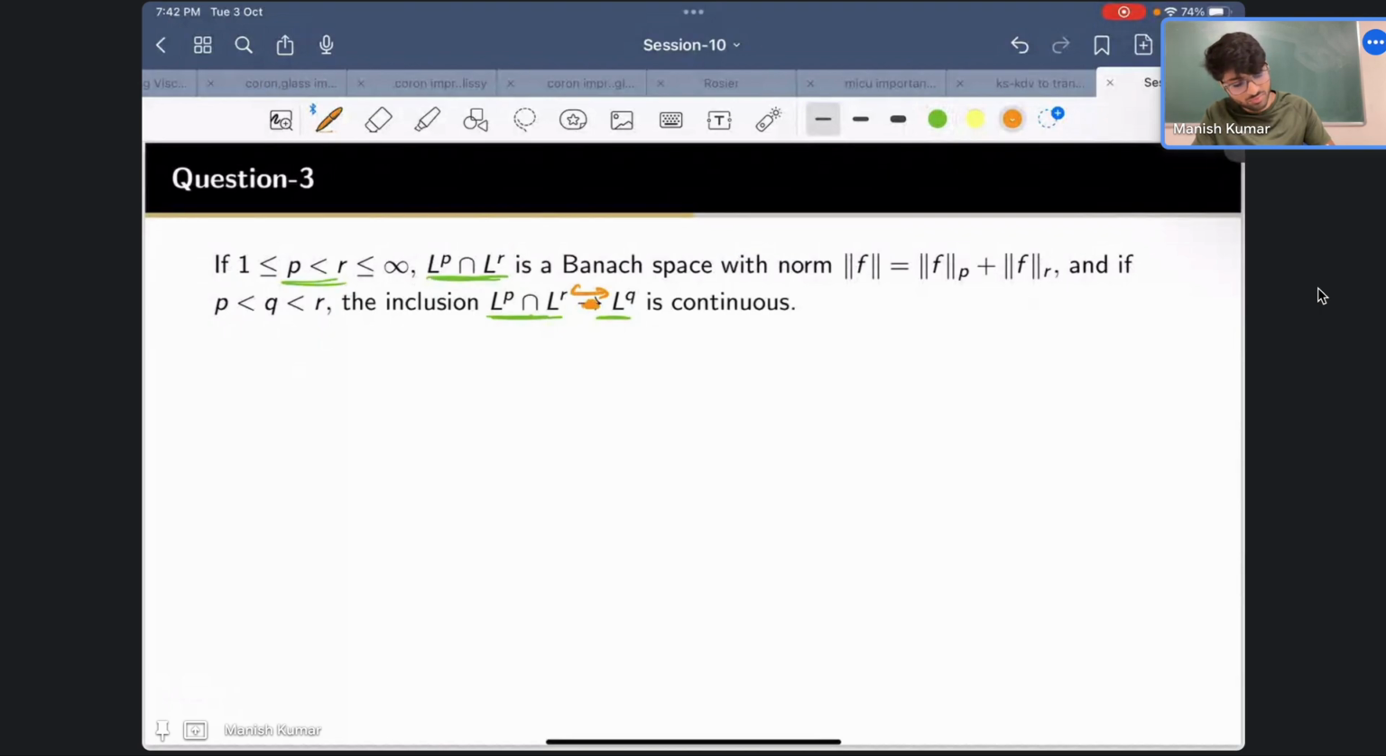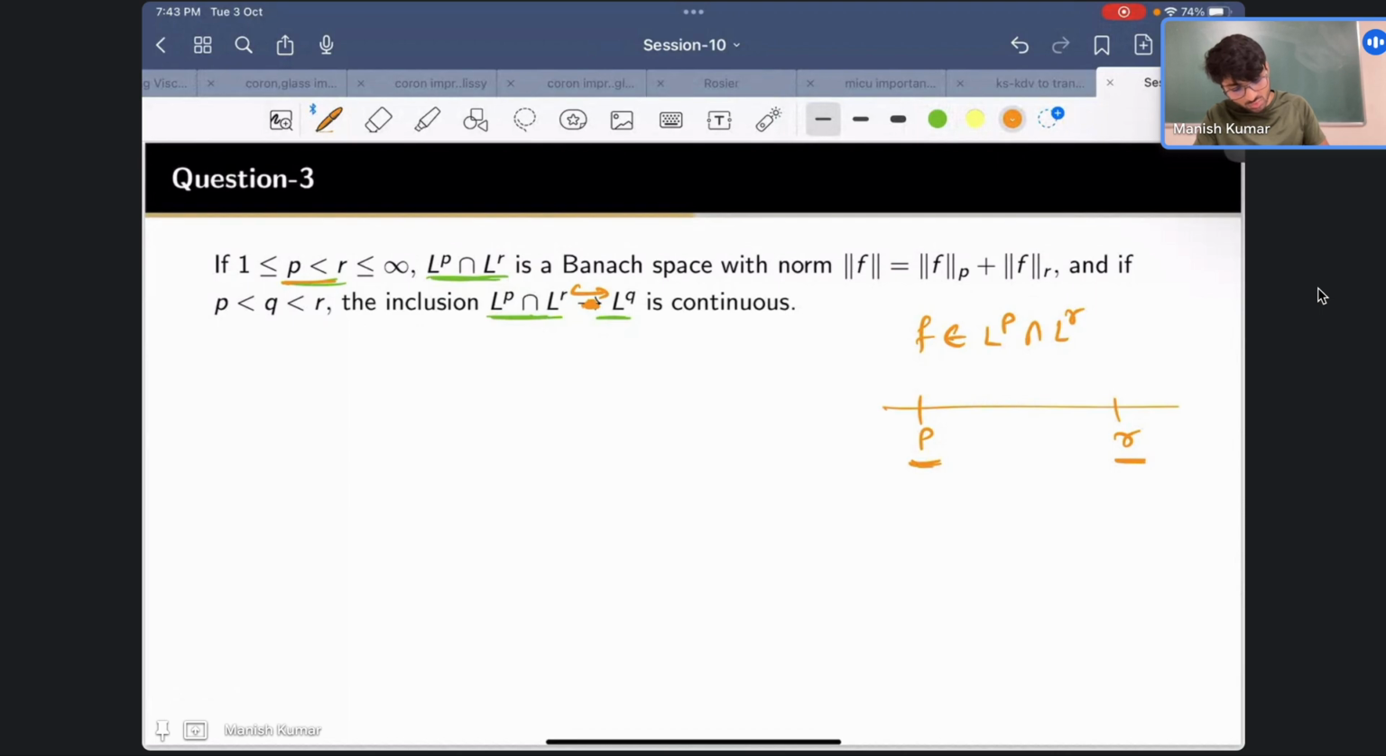Suppose f belongs to L^p ∩ L^r. That means it belongs to L^p. So suppose p is here and r is here. According to this, f belongs to this space, corresponding to p, and f belongs to this one also.